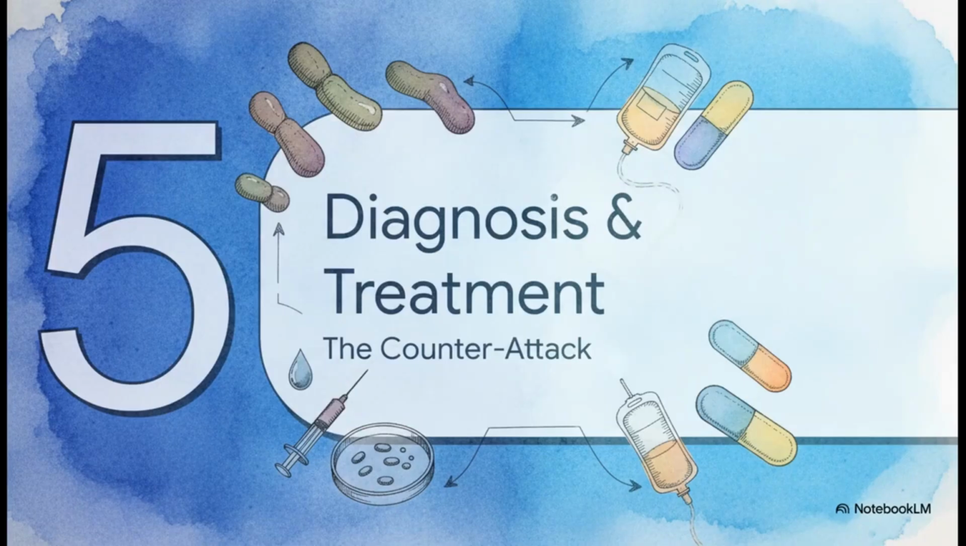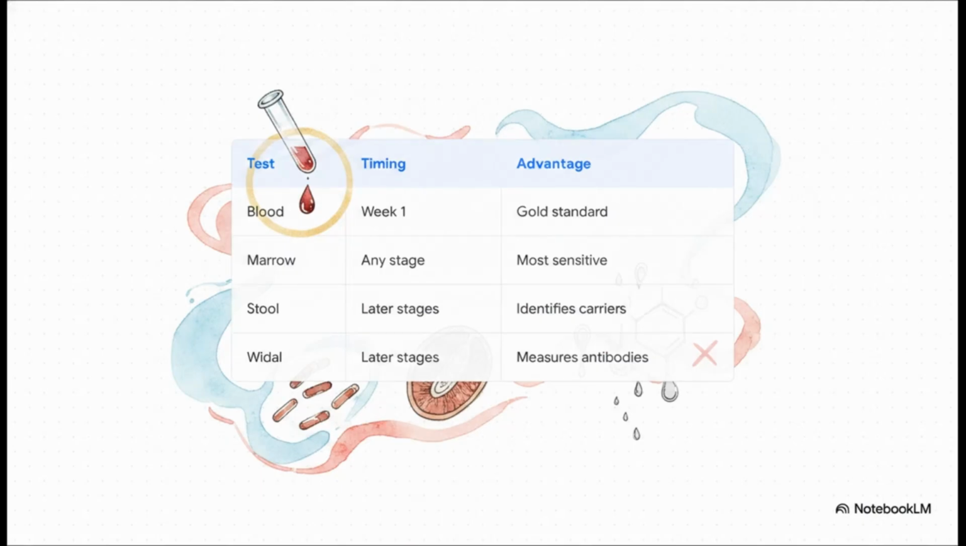5. Diagnosis and treatment, the counterattack. So, the crucial point we arrive at is how do we properly identify and stop this invader once these terrible symptoms start? Let's explore section 5, diagnosis and treatment, the counterattack. Diagnosis tests. When it comes to diagnosing typhoid, timing is absolutely everything. Blood culture, the strict gold standard during the first week. It's highly specific and tells you exactly what you're dealing with.